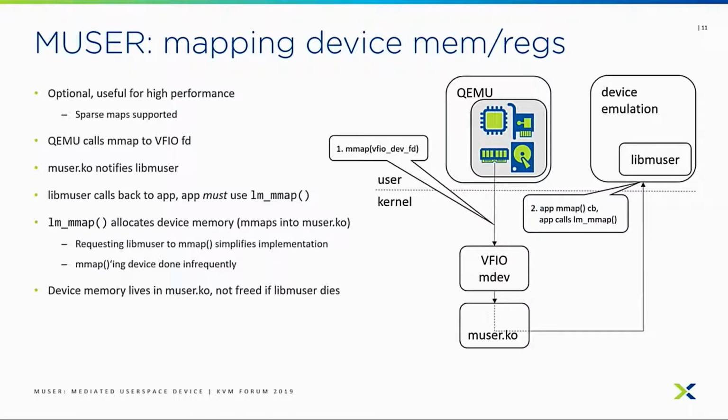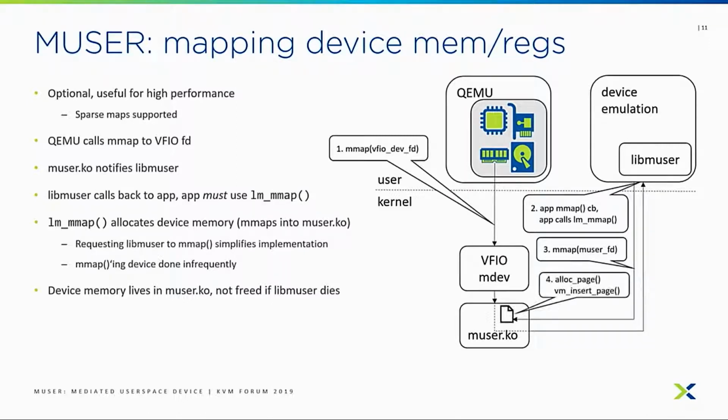Then this lmmap calls into muser.ko in order to set up the device memory. To do this call, it again calls mmap on the control device, which is the character muser device. Then muser.ko allocates pages for the device memory. Then those pages are inserted into the VMA of device emulation as well as into the VMA, which is passed by vfio mdev layer. Once this setup is done, the control goes back to QEMU.